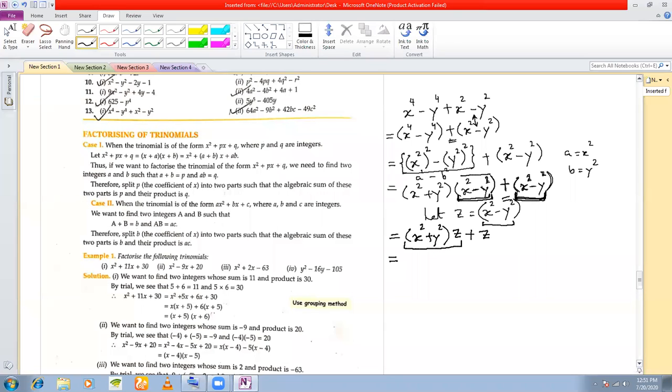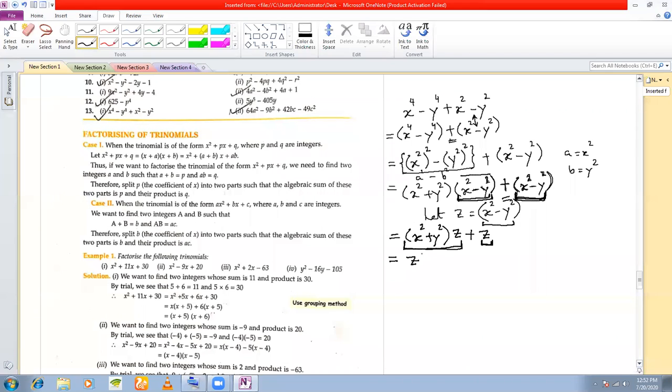Now I see that there is a z here in this term and there is a z here in this term. Right? Now remember the first exercise where you were taking the HCF. What is the HCF of this and this? The HCF of this and this is z. Do you agree or not? You agree the z is the HCF?